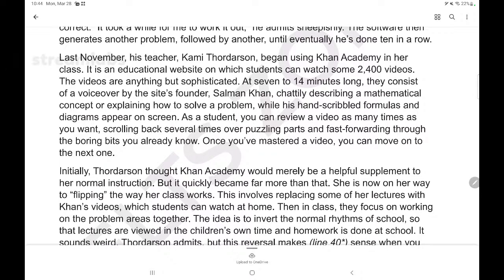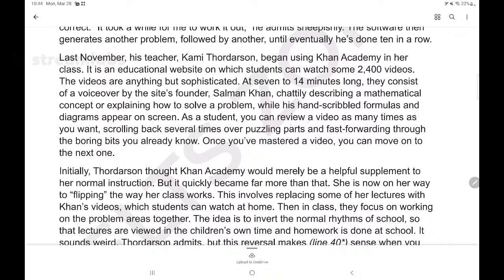So he did say 40 minutes, but he didn't say whether it's long or short. What does 40 minutes long mean? It means the length of the video is 40 minutes. It's not saying it's long or brief, yeah? Okay, how about this? Chatty describing a mathematical concept, explaining how to solve a math problem, while his hand scripts formulas and diagrams appear on the screen.